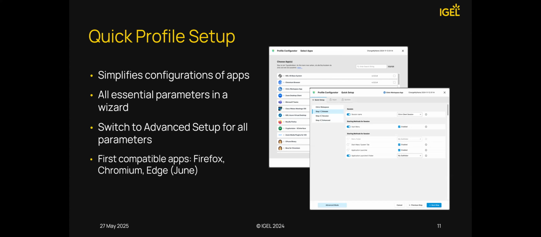Another improvement that comes hand in hand with this feature is the app selector. With now much more apps in the app portal, it's necessary to have a filter option in the UMS web app in order to find your app quite fast. So you can type in the name of the app, and then you can find it. So it's a much better usability here to select the apps.